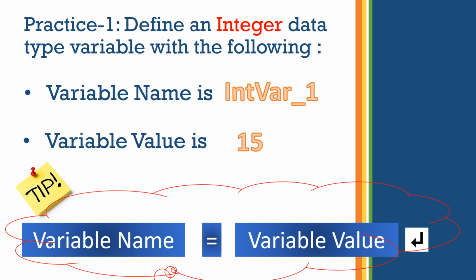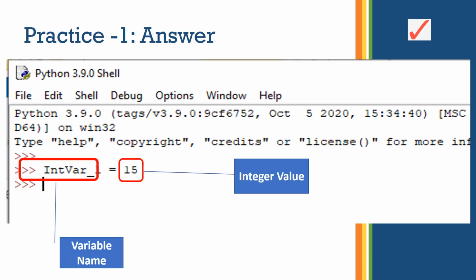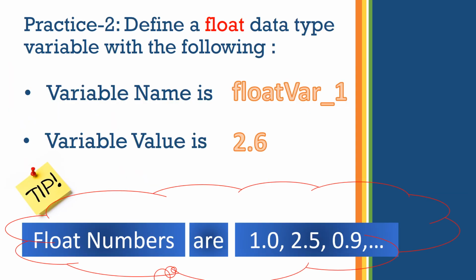Define an integer data type variable with the variable name int_var_1 and variable value 15. Notice the tip. Try not to jump to the answer until you run it on your own Python shell editor. Well done. Keep up the hard work. Practice number 2.